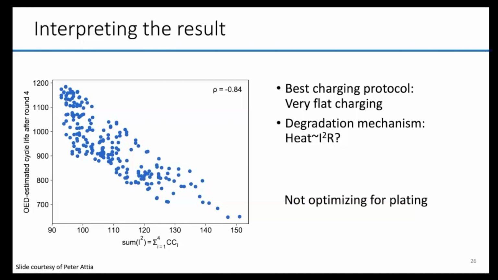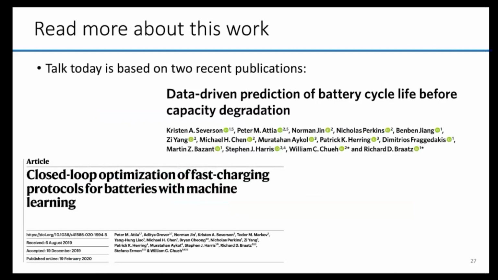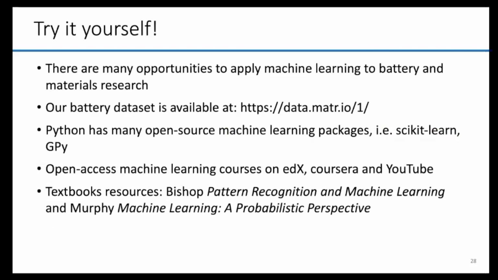So today's presentation is really based on two recent publications that I'd like to highlight. If you're interested in learning more, those are shown here. I'd also like to encourage everyone to try some of this themselves. I think I mentioned already that there are so many opportunities for machine learning in battery or materials research. To get started, our battery dataset is available. I've included the link here.